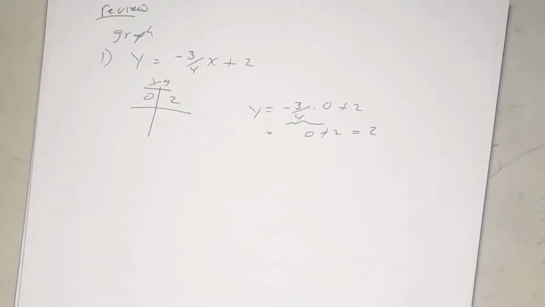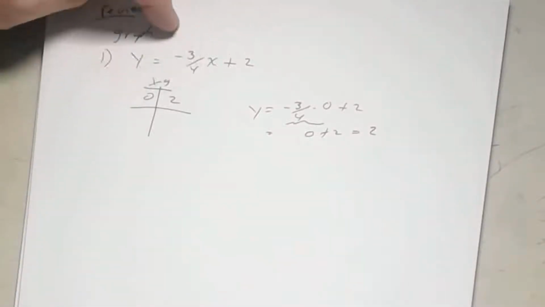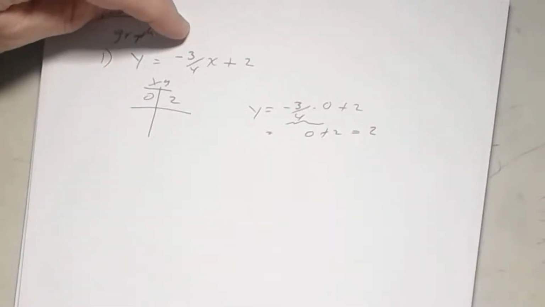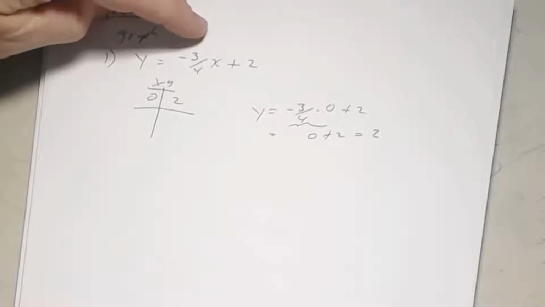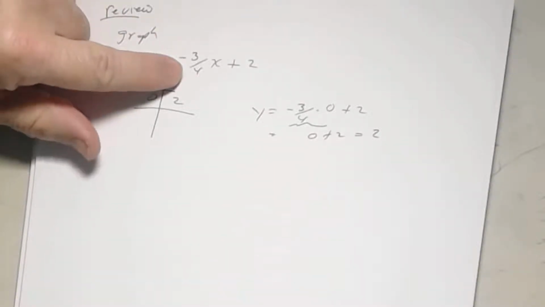So then you would plot the point 0, 2. Then remember though, we are dealing with the fraction, and soon, probably today, we're going to talk about that negative 3/4, that's understood to be the slope. But for right now, let's talk about the coefficient. Let's refer to it as a coefficient of x. You have a fraction, right?